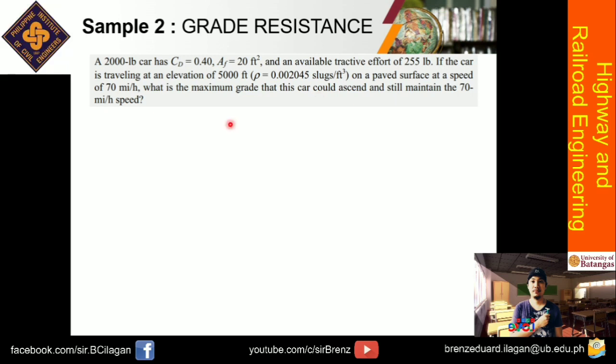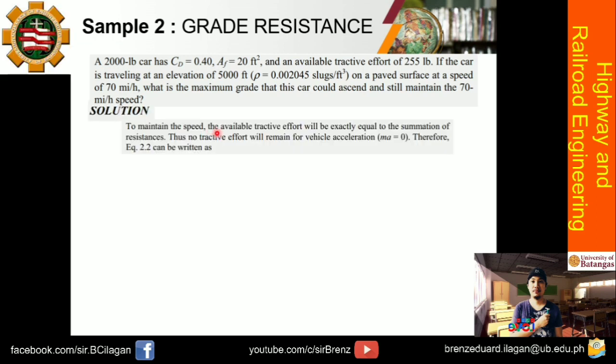Okay, so the solution for this is, to maintain the speed, the available tractive effort will be exactly equal to the summation of resistance. Thus, no tractive effort will remain for vehicle acceleration, where that is m times a equals 0. Therefore, equation 2.2 can be written as follows. So F is equal to R sub a plus R sub RL plus R sub G.